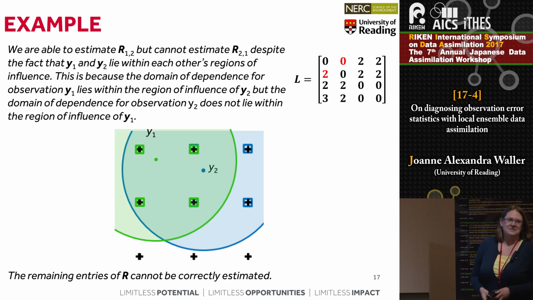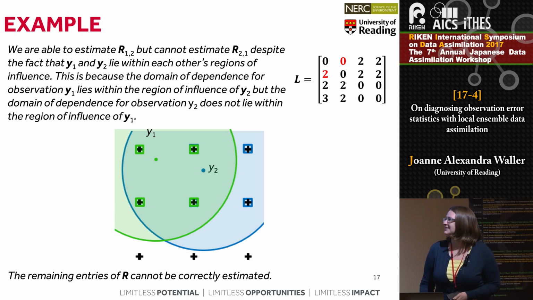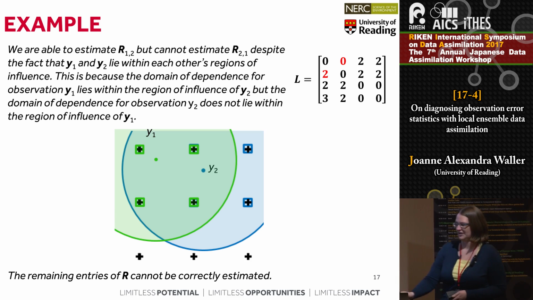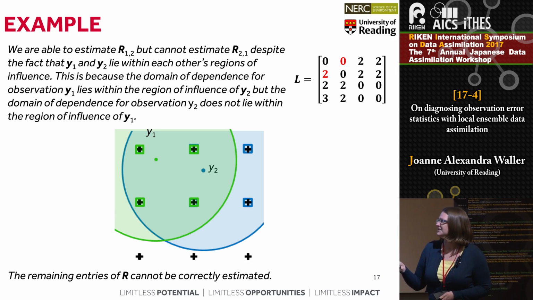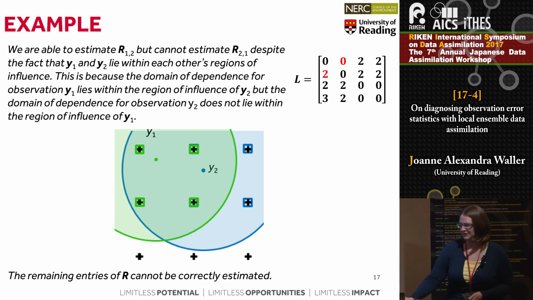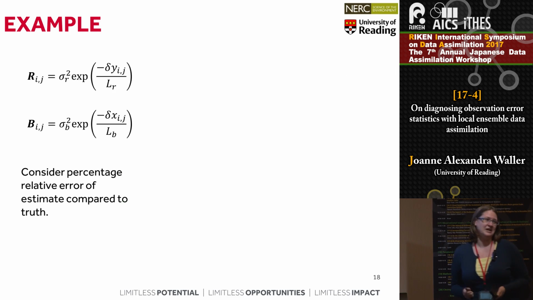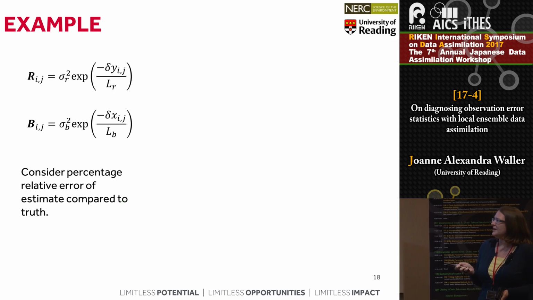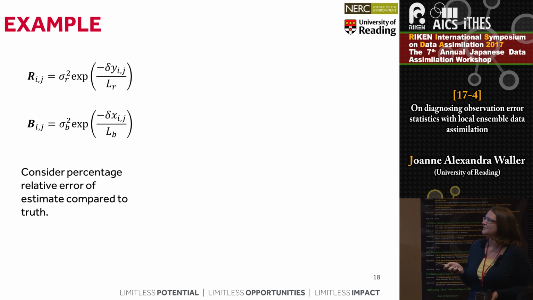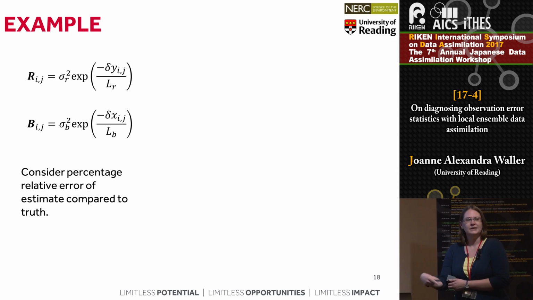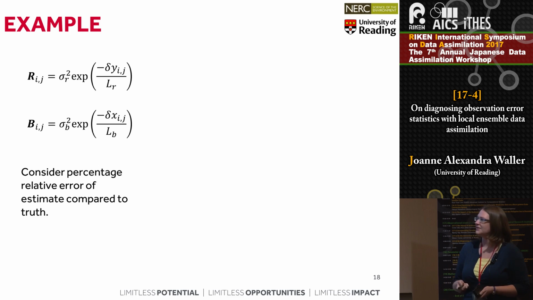But does it matter? So now, following that example, we still have this grid and the 4 observations. We assume that this distance is 1, and everything else is based on that. We can actually choose some values for our R matrix, where we just have a variance times a function of the distance between your observations yj and a length scale, and the same for B, where this is the distance between your grid points. And what we can do is calculate our Desroziers diagnostic.